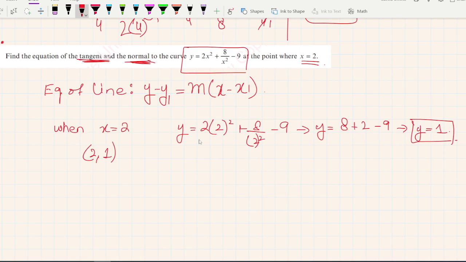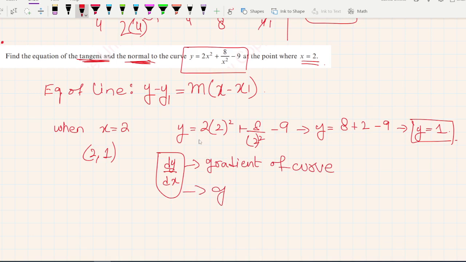Now we have to find the gradient of the tangent line and the gradient of the normal line. We have already studied this and we know that dy over dx is what? When we started differentiation we talked about this, that dy over dx is the gradient of the curve, or in other words we also call it the gradient of the tangent line to the curve, right?